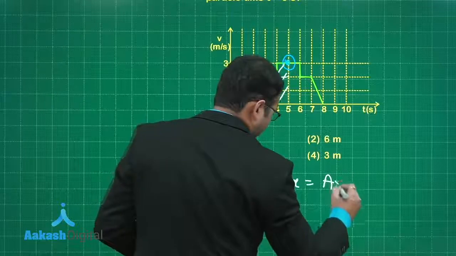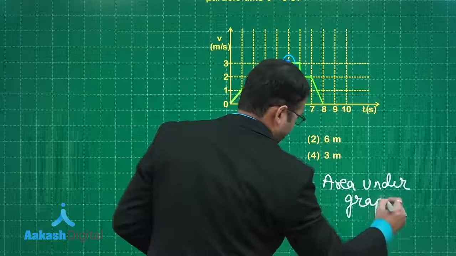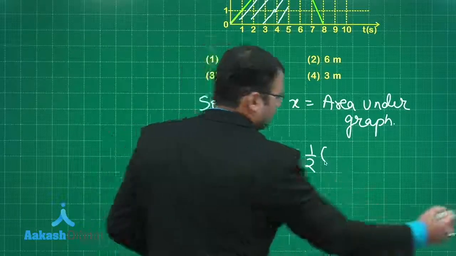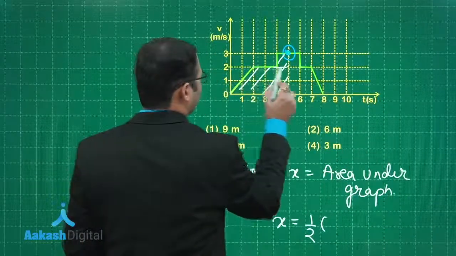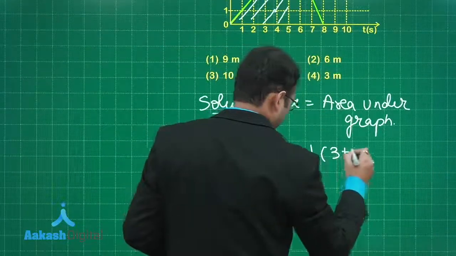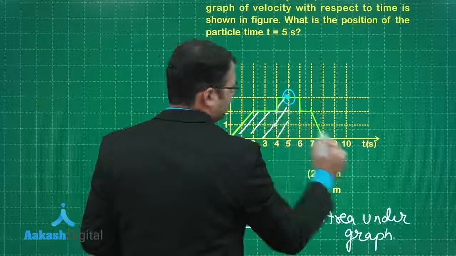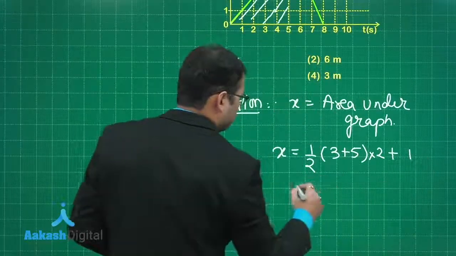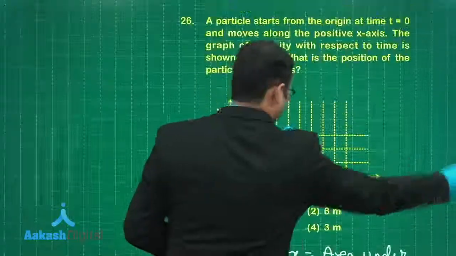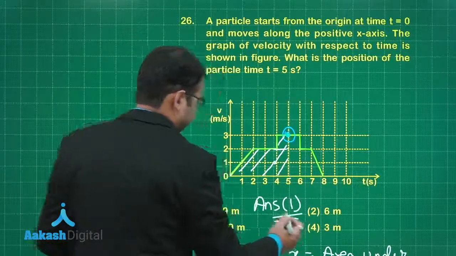X would be the area covered, or the area under the graph. So you will get x equals half into the sum of the parallel sides. From 2 to 5, that is 3, and this is 5. So 3 plus 5, into 2, plus the area which is here in this small box, so it would be 1. On solving this, you will get 8 plus 1, that would be equal to 9. Let's see which is the right answer. Among the given options, option number 1 is the right answer to this question, right?